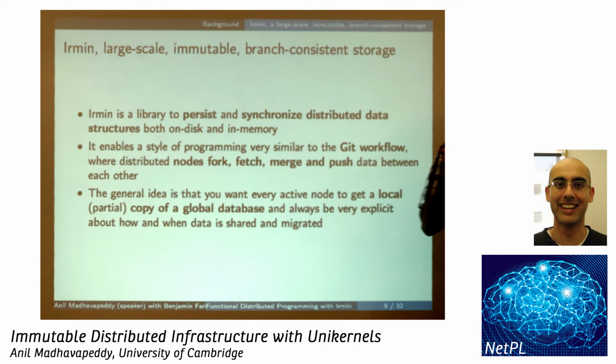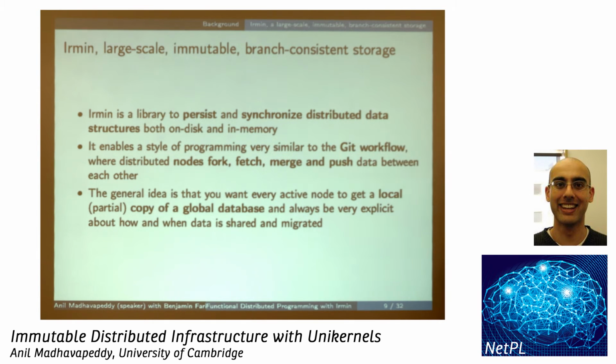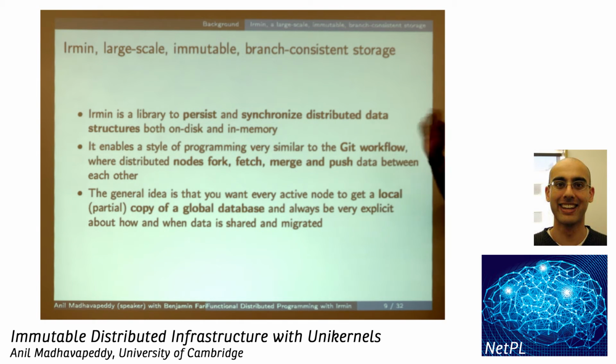We rebuilt Git as a library because obviously we're working in library operating systems. So like SQLite, we rebuilt this database called Irmin. The intention is that it's the least opinionated library of all time. It simply gives you a library to express how to persist synchronized distributed data structures, both on disk and in memory. On disk, it uses the Git format. In memory, it uses a very efficient IPC format.